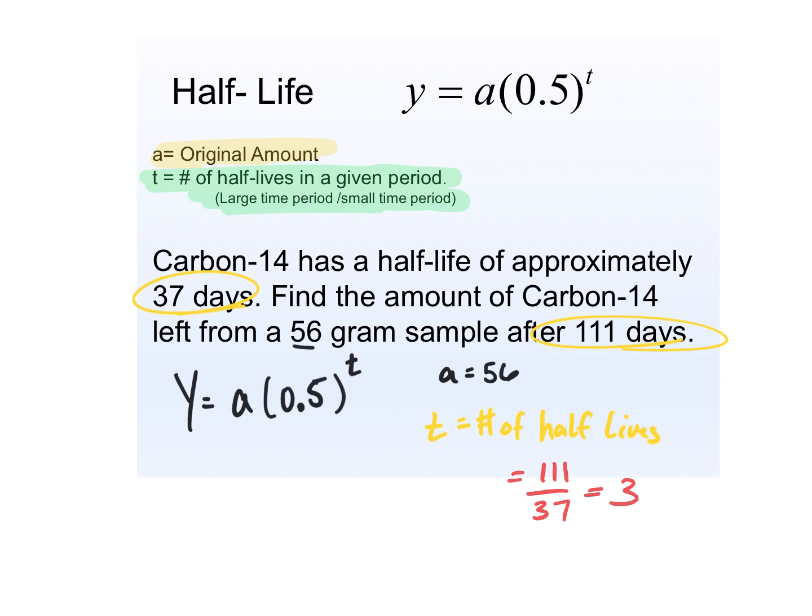So what this is saying is that in this process of going through 111 days, there's actually 3 half-lives that happen. So we now take that information and we plug it in. So we would say y is equal to, well, A was 56 times 0.5, and then T is the number 3 because you went through a full cycle of 3 half-lives. And if you plug that in and work that out, you end up getting that y is equal to 7. So that means you would have 7 grams left.